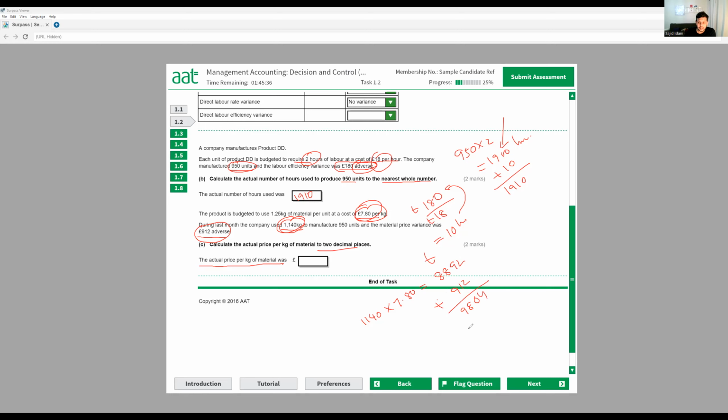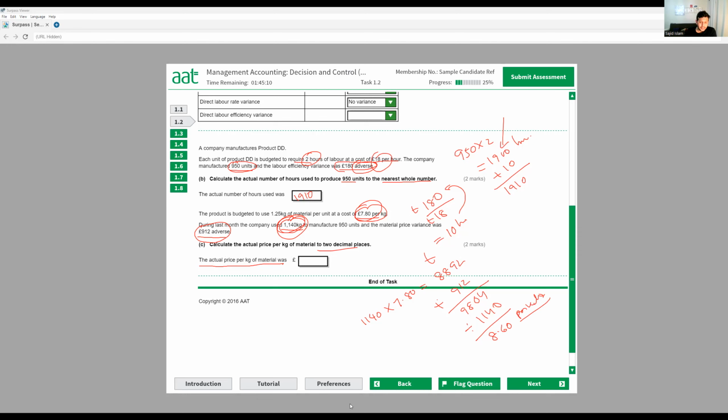Now, if we divide by the actual number of kilo, that is 1140, and we'll come back to the hours. So 1140, that means 8.60 per kilo. So it's a little bit tricky. Remember that the question is asking not total, but per kilo. Actual price per kilo of the material was how much it was, actual price.